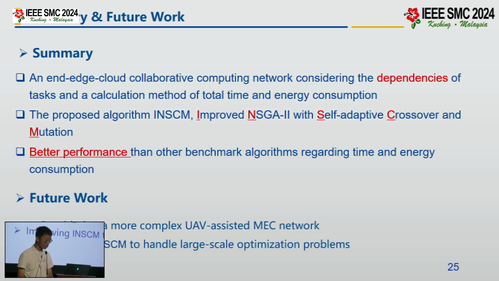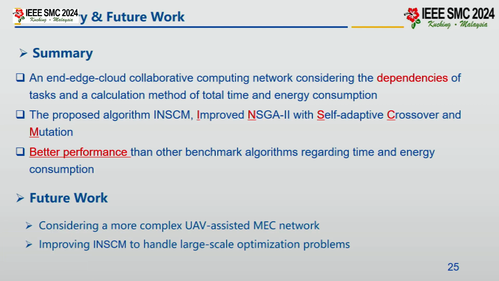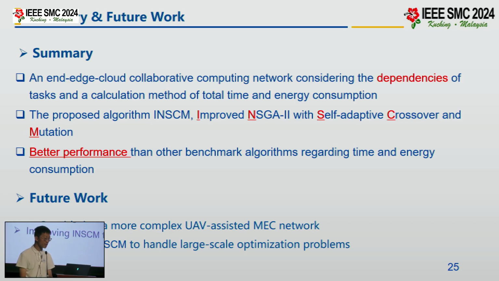Okay, here is the conclusion part. In this work, an end-edge-cloud collaborative computing network, considering the dependencies of tasks and a calculation method of total time and energy consumption, is proposed. We also propose an algorithm called INSCM, which stands for Improved NSGA-II with Self-Adaptive Crossover and Mutation. And our algorithm has better performance than other benchmark algorithms regarding time and energy consumption. In the future, we will consider a more complex UAV-assisted MEC network, and we will try our best to improve our algorithms.